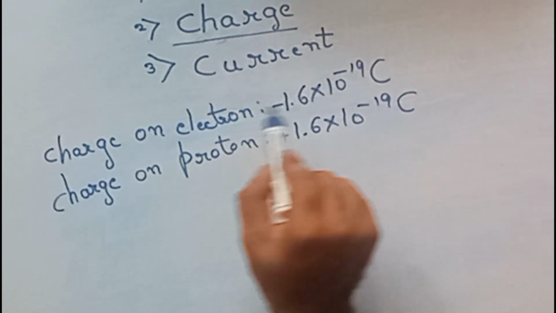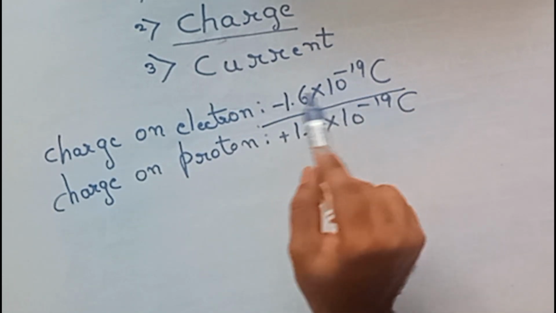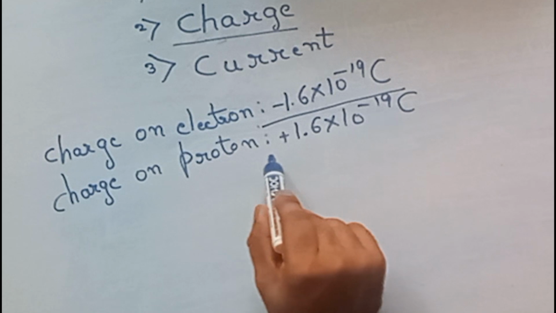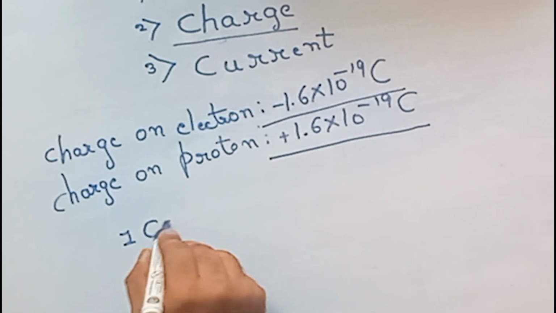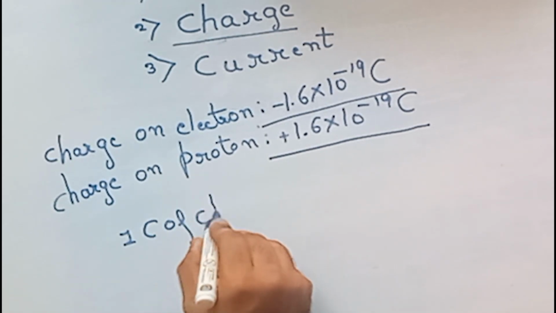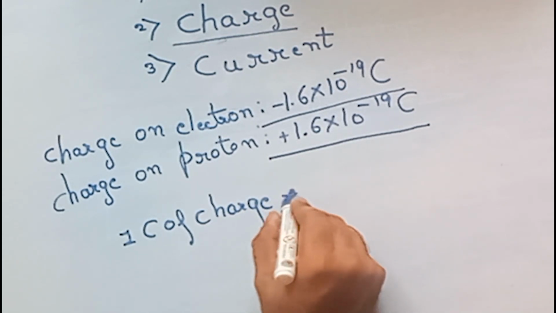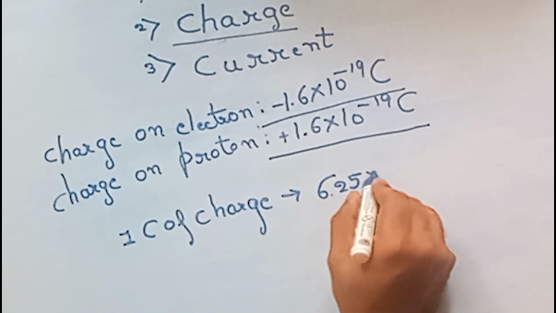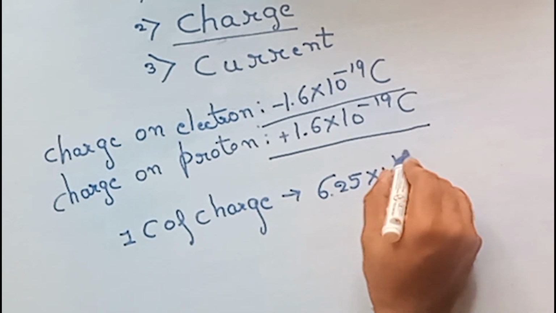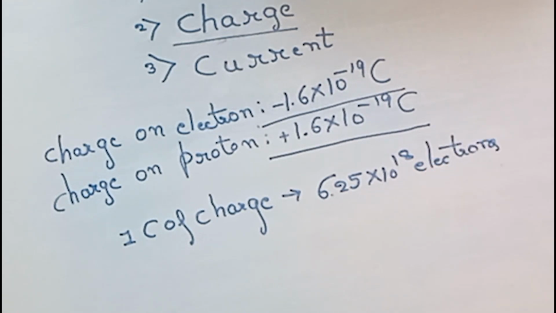Charge on the electron is minus 1.6 into 10 to the power minus 19 coulomb. Charge on the proton is plus 1.6 into 10 to the power minus 19 coulomb. So 1 coulomb of charge contains 6.25 into 10 to the power 18 electrons. This can be found.